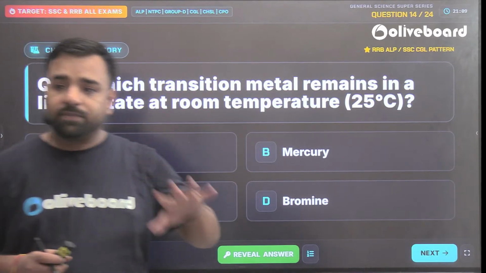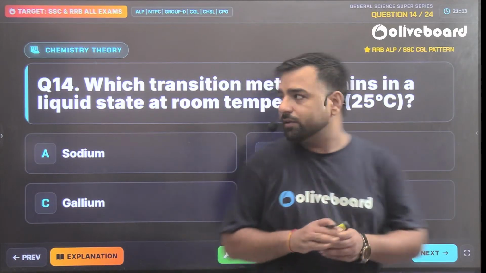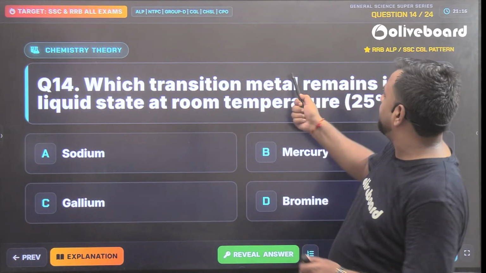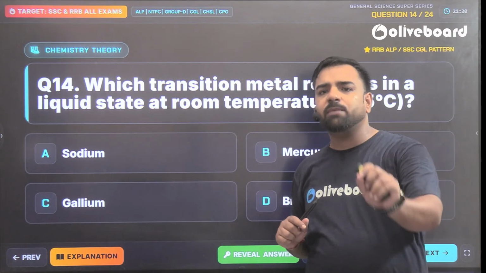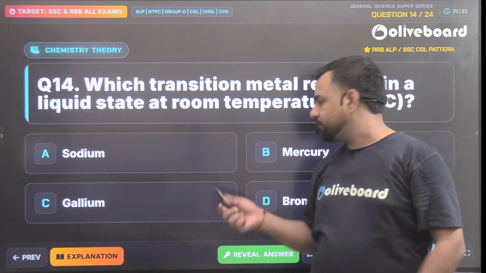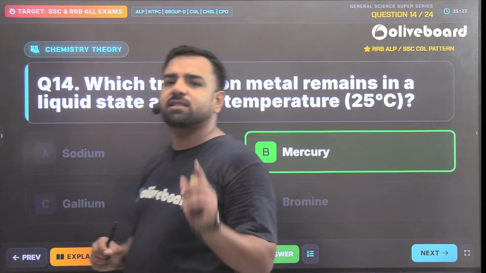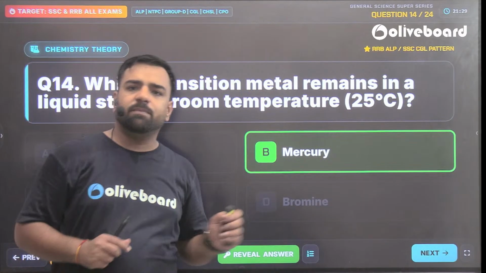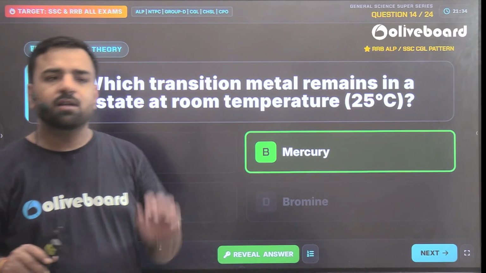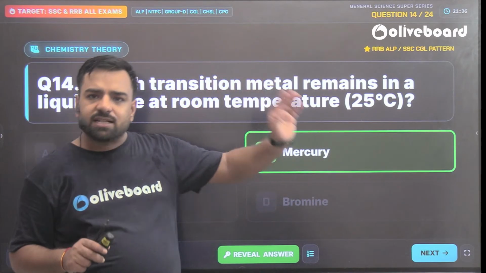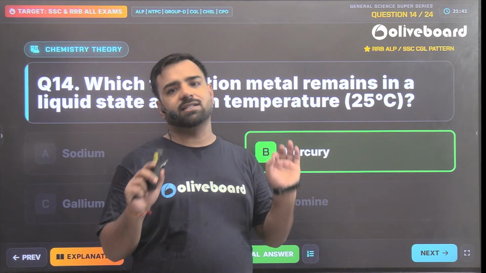See, this answer will vary if this part changes. If someone is asking about the liquid metal at room temperature, the answer is mercury, no doubt. But if someone asks you about the non-metal which is in the liquid state at room temperature, the answer is going to be bromine, right? So guys, you must remember whether the question is asking about the metal or the non-metal. For the metal, the answer will always be mercury.